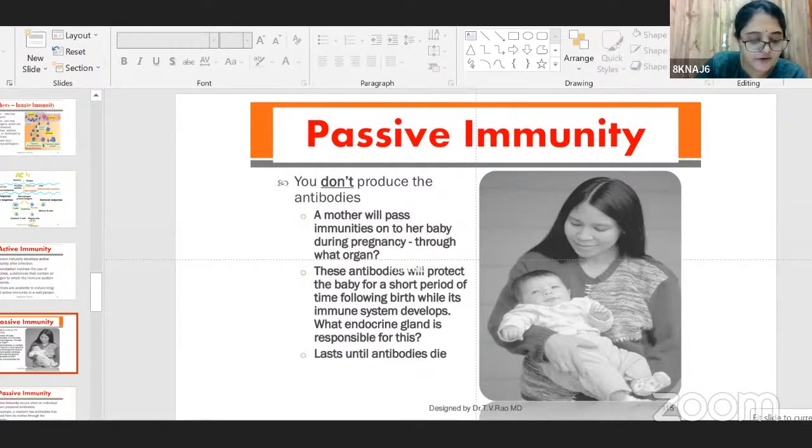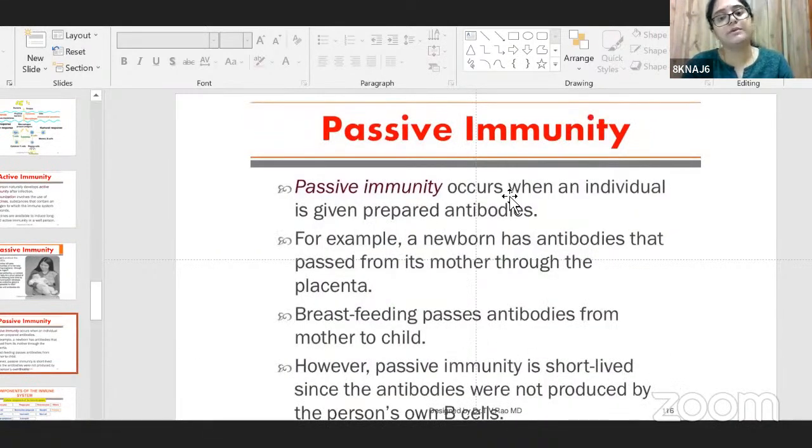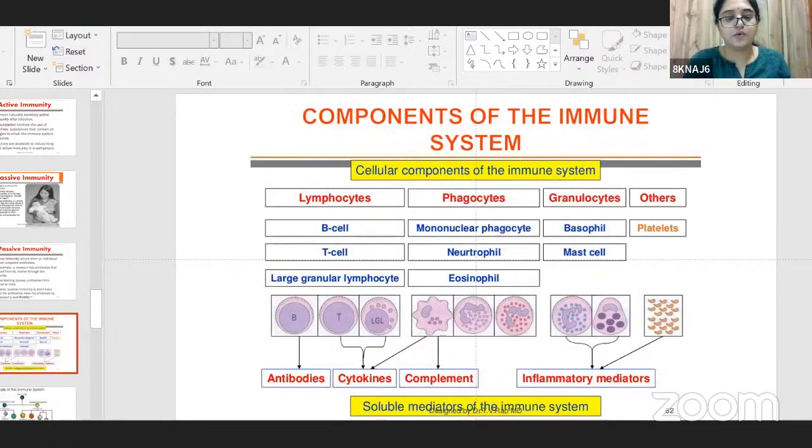And then, if a person is infected with certain toxins, for that matter tetanus, the antitoxin is directly injected. Snake bites, then antibodies against the snake bites are immediately injected, in fact anti-venom as it is known. So all this comes under passive immunization. It occurs when prepared antibodies are given to that individual. So as you can see, same thing that I have told you.